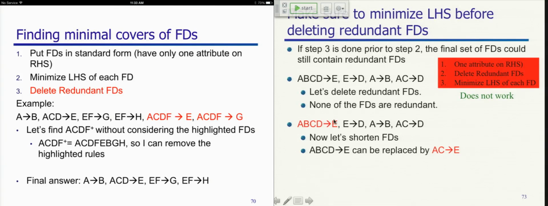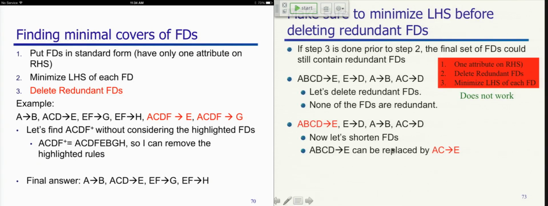If you now move to step 3, you can take this rule and you can shorten it to AC giving you E. Why can you do that? Because you can omit B because A gives you B. And if you have A and C, that gives you D. So based on these two rules, you can shorten this to have AC gives you E. You've done all of the steps, so you should end up with what is now minimized, a minimal cover.